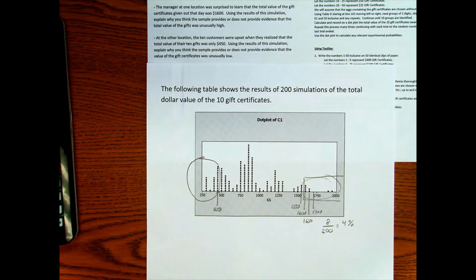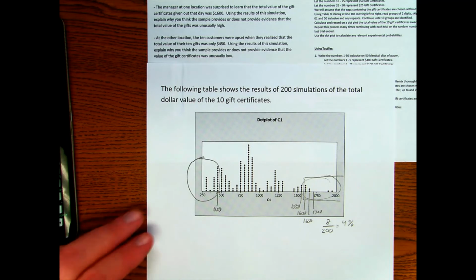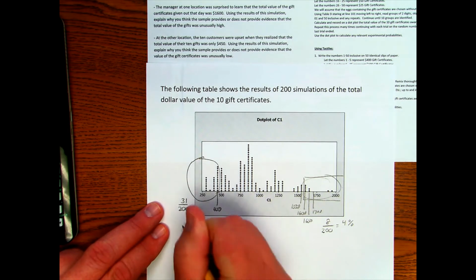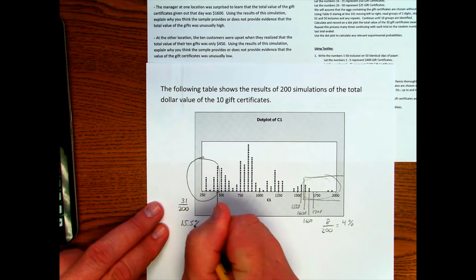Let me double check that on my other piece of paper here. Yeah, so if you add up all those dots or count them all up, it's 31 out of 200, which is 15.5%.